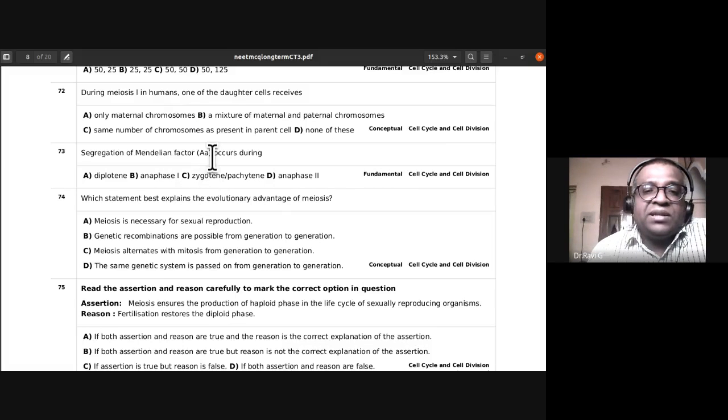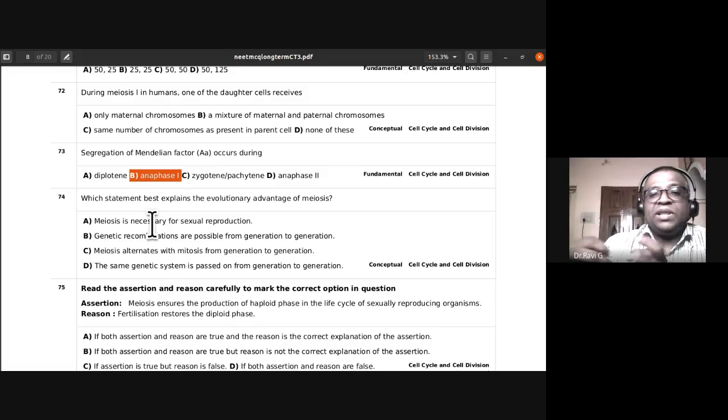Segregation of Mendelian factors A and small a occurs during which stage? It is in anaphase 1. Because you know that if there are 6 chromosomes, 3 chromosomes go to one side and the other 3 chromosomes come to the other side. That is what you notice in anaphase 1. In anaphase 1, there is no splitting of the centromere or sister chromatid separation. There is no such process taking place. So anaphase 1 is the stage where segregation of Mendelian factors takes place.